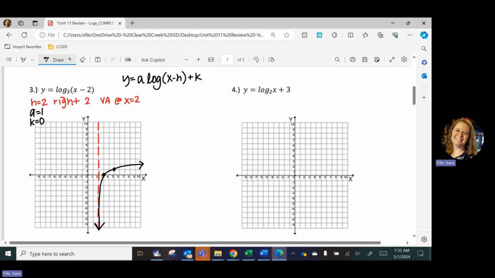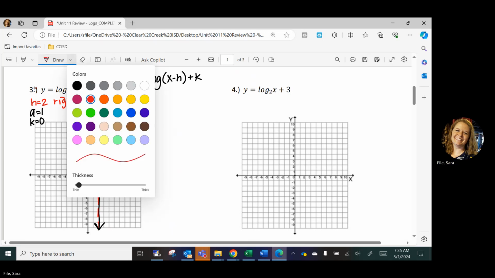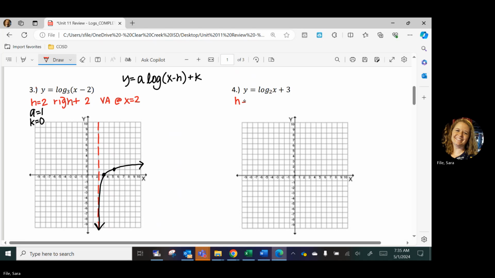In number 4, what is H? Now, is that 3 in parentheses or outside parentheses? Yeah, there are no parentheses, so it's definitely not inside them. So that is not H. Okay, this is what gets confusing sometimes. You see that +3 and think it's on the X, but if it was an H value, it would have parentheses around it. So the H is actually 0. There is no H because there's no parentheses. So my asymptote, I know, is still going to be at 0.